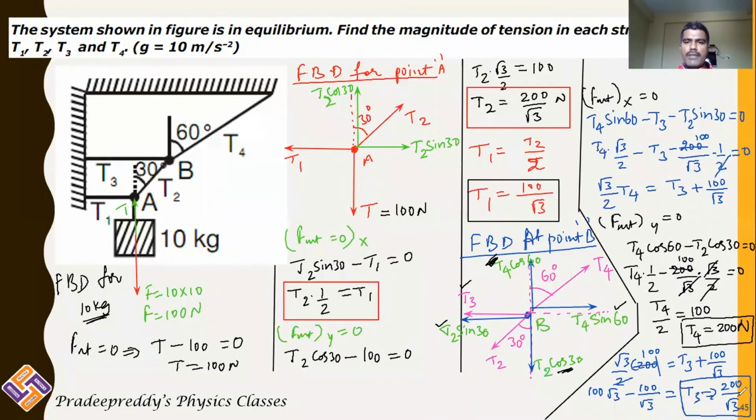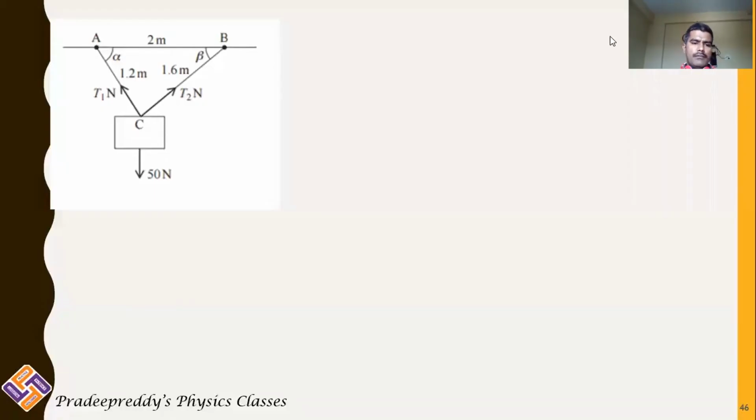So all the tensions we have calculated. First tension T, we have got it as 100 Newton. Tension T1, we have got it as 100 by root 3. Tension T2, we have got it as 200 by root 3. And tension T3, we have got it as 200 by root 3. And tension T4, we have got it as 200 Newton. So all these are in Newton. These are the forces which are acting and tensions in the strings in this problem.